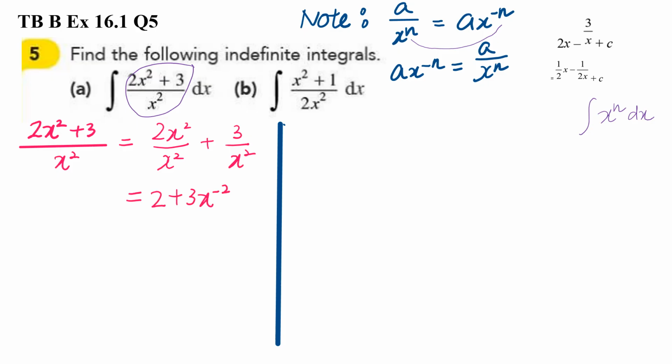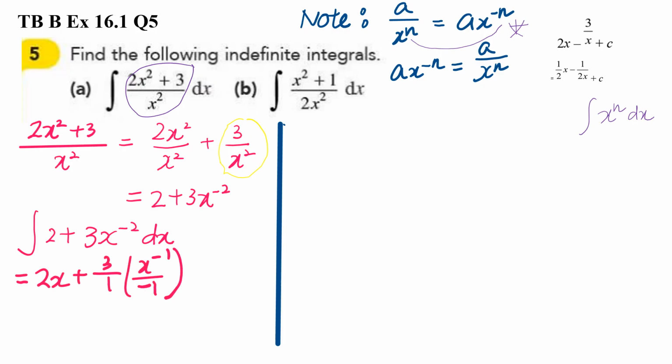Okay, so this is what I mean by you must be able to apply this rule here, able to write it as a negative index. So that gives you 3x power negative 2. So we're going to integrate each term. So integrate 2, right? Think of it, integrate 2, what do you get? Yes, you get 2x. Because differentiate 2x, you get 2. Integrate 2, you get 2x.